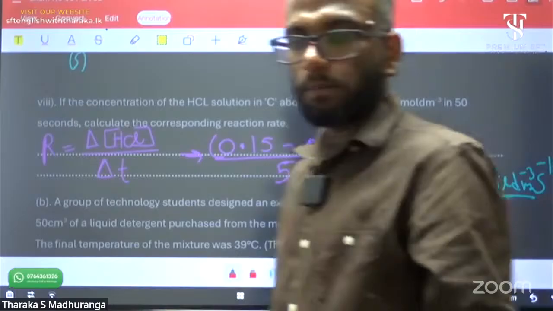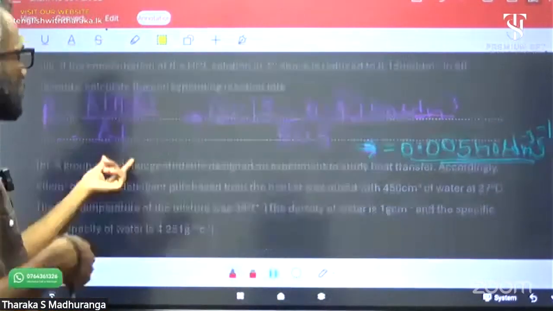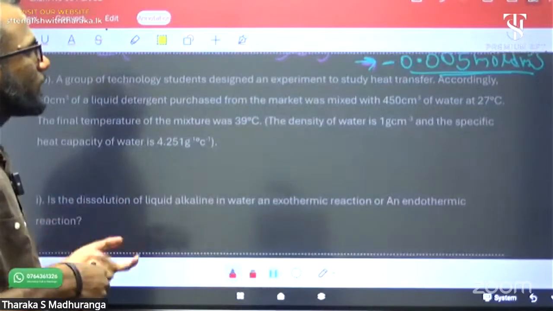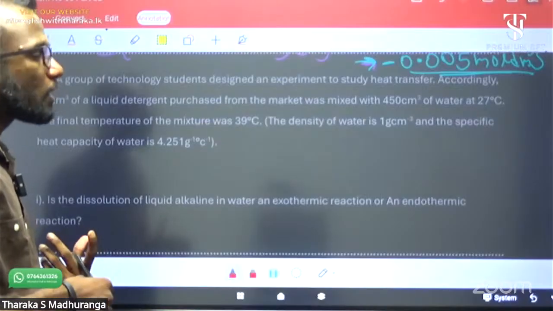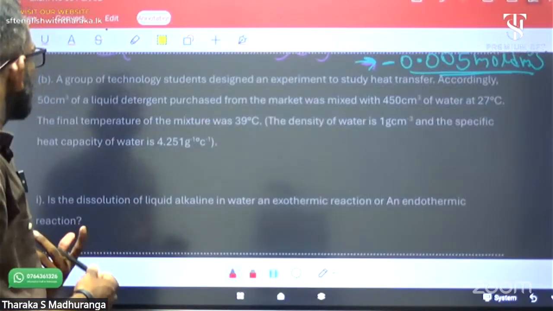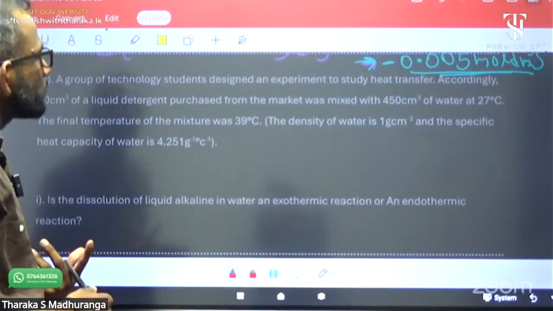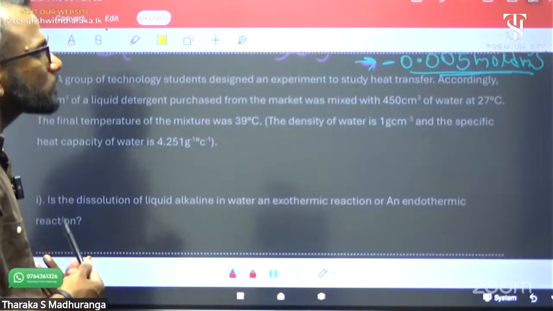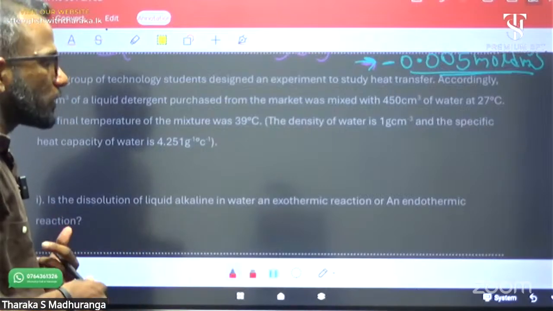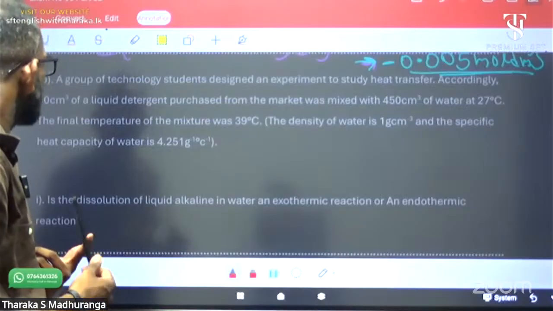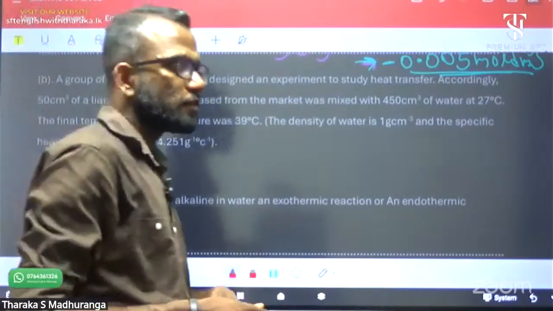Okay, it's going to part B. A group of technology students designed an experiment to study heat transfer. Accordingly, 50 cubic centimeter of a liquid detergent purchased from a market was mixed with 450 cubic centimeter of water at 27 Celsius. The final temperature of the mixture was 39 Celsius.